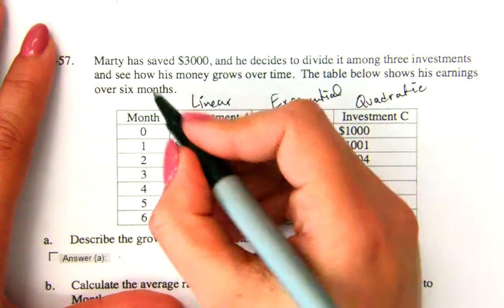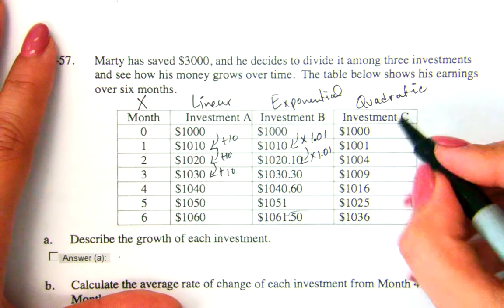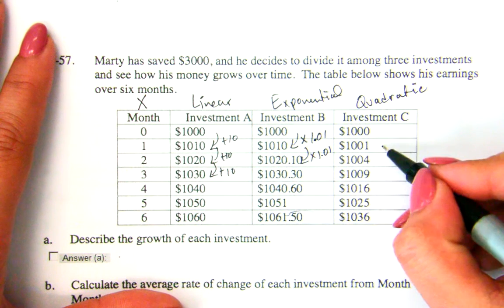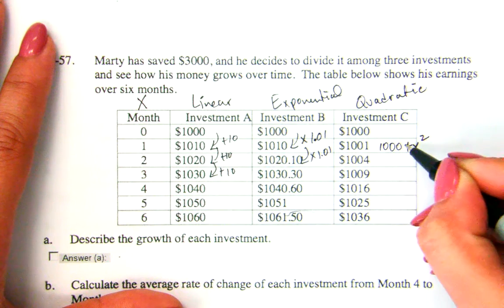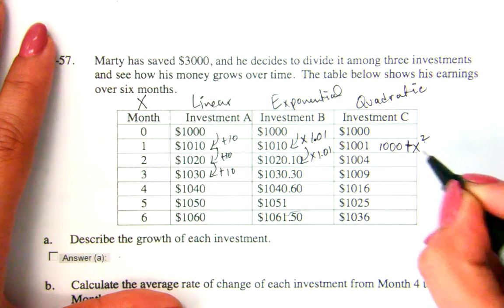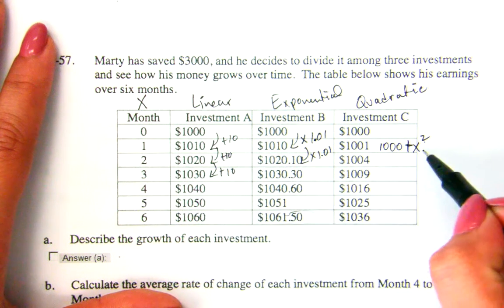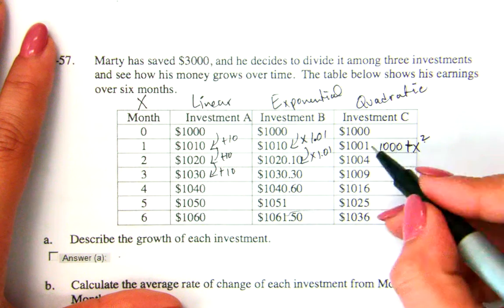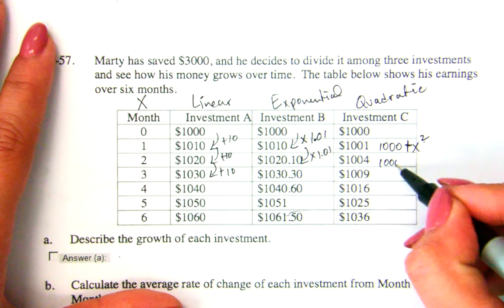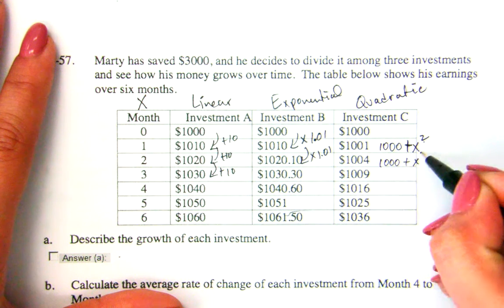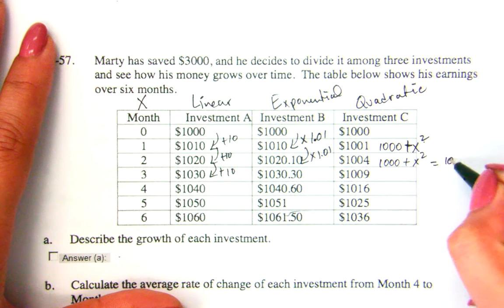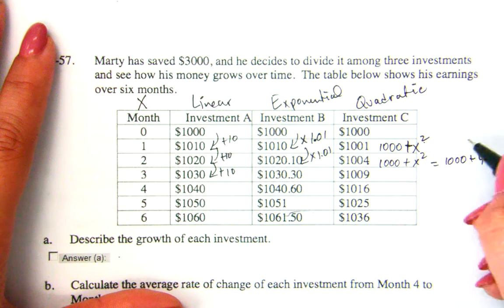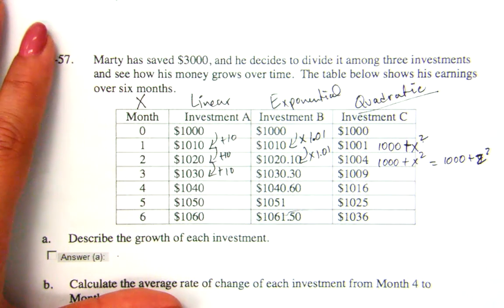There's your month, so these are like your x's. So this is 1,000 plus x squared. Yeah, 1 squared is 1. 1 plus 1,000 is just 1,001. So 1,000 plus x squared again. So 2 squared, 1,000 plus 4, and then it keeps going. Yep, this is definitely quadratic.